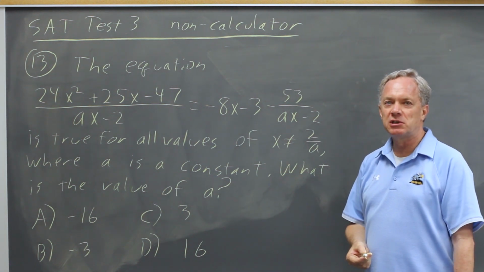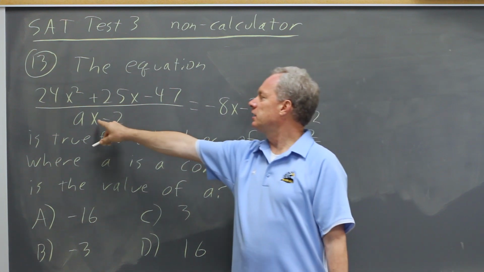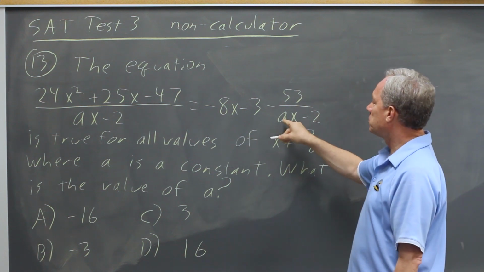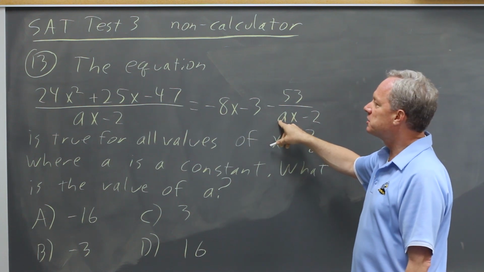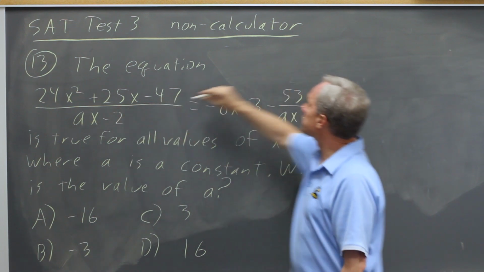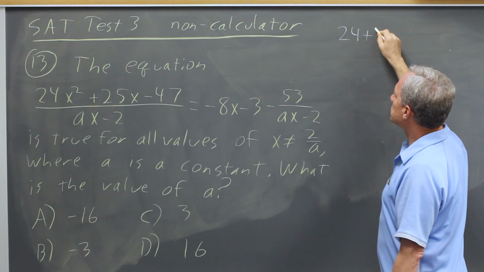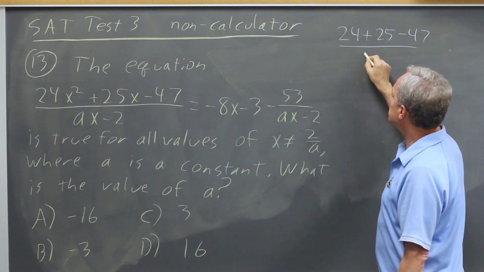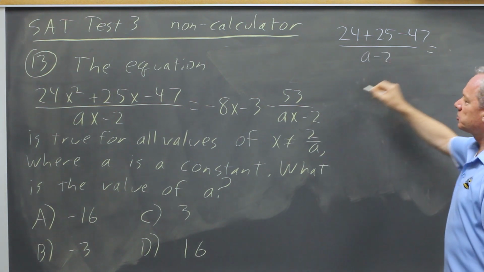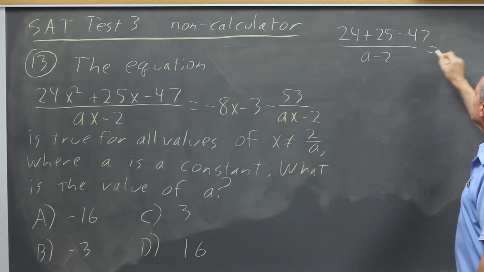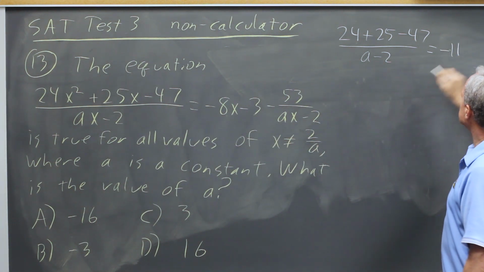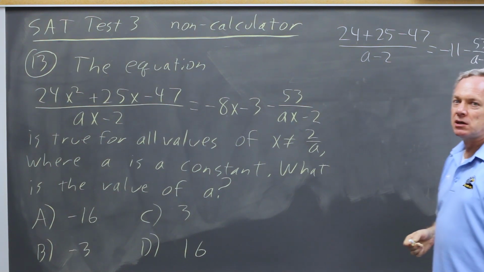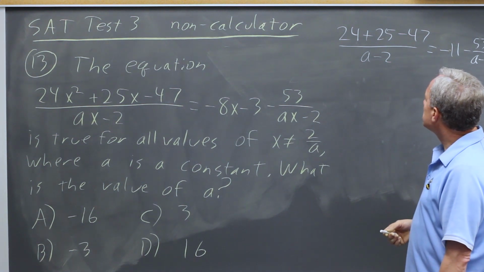Again, I'm going to make up a number. I'd like to use x equals 0, but if I use x equals 0, a disappears, so of course I can't solve for a. I'll use x equals 1 because 1a won't disappear, and 1 is still easy to work with. So 24x squared becomes 24, plus 25x is 25, minus 47, over ax minus 2 becomes a minus 2. And that's equal to -8 minus 3 is -11, minus 53 over a minus 2. I've simplified it down to a rational expression.